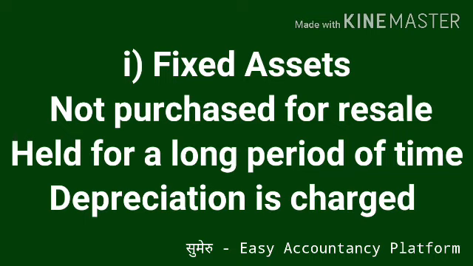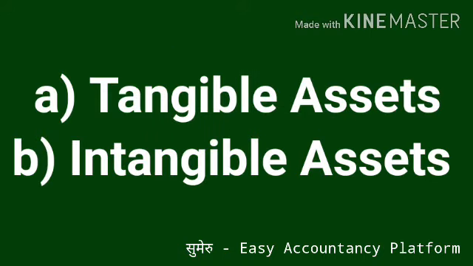Fixed assets are not purchased for resale. They are permanently used in the business. These assets are held in the business for a long period. Depreciation is charged on fixed assets. Fixed assets are again subdivided into two parts: A, that one is tangible assets, and B, intangible assets.